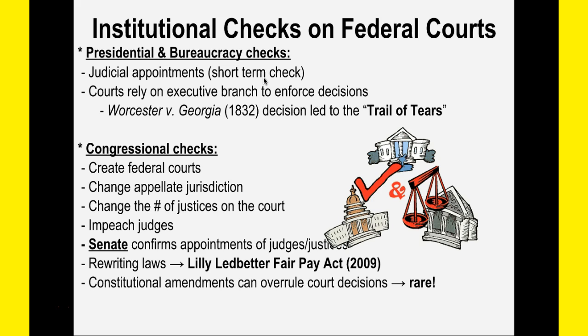And as you know, if you're not happy with a Supreme Court decision, the most powerful check is to create a constitutional amendment. But that is quite rare because you would need 2/3 of both chambers of Congress to approve.